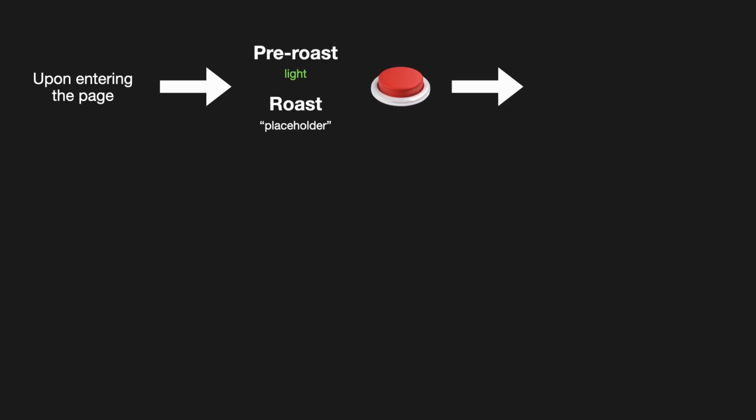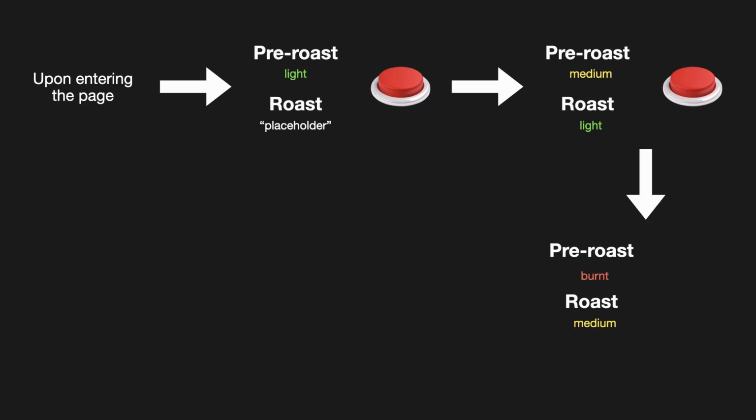So when the user clicks the button, then we're going to set the roast into the light level because this is the first roast. And then we set the pre-roast into the medium to be ready for the next level of roast. So again, when the user clicks the button, we set the roast into the medium level and set the pre-roast to burn. Again, when this is clicked again, we're going to set the roast into the burn.